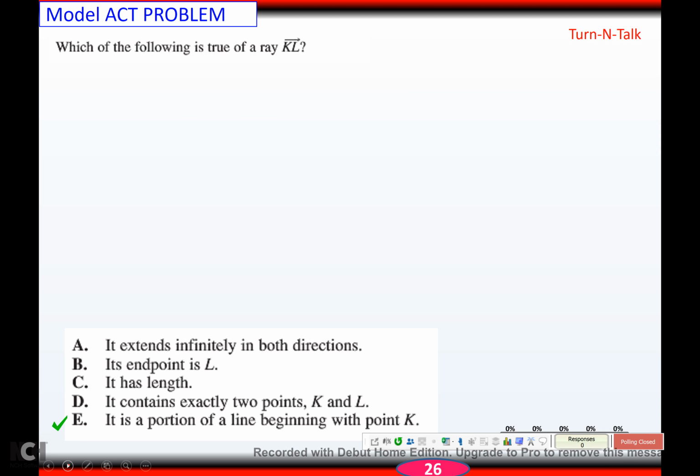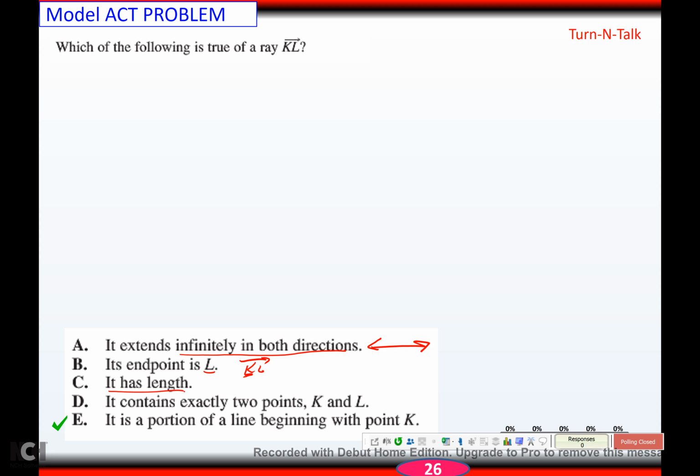Alright, which of the following is true of ray KL? It extends infinitely both directions. No, that would be a line. Its end point is L. No, because it says ray KL. It means the end point's on K and the arrow goes through L. Rays don't have a length because it goes on forever and ever and ever. It goes on forever, so you can't measure the length.